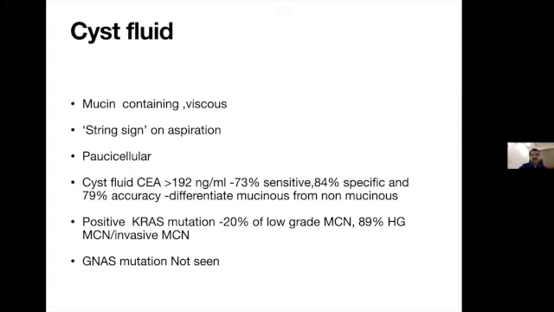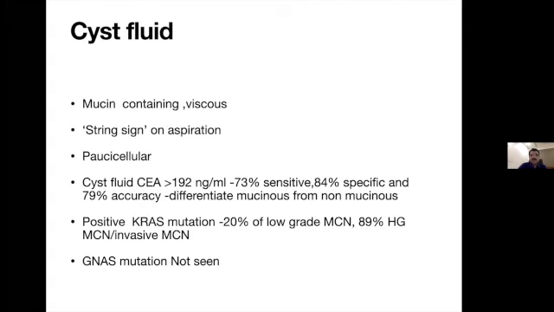The cyst fluid will have a high viscosity. If you see the aspiration, it may show something known as the string sign because of its high viscosity. They may form some globule-like thing. And they're all paucicellular, and there will be characteristically high CEA level. If you consider the CEA value of more than 192 nanogram per ml, it is 73% sensitive, 84% specific, and 79% accurate for differentiating mucinous tumor from non-mucinous tumor.